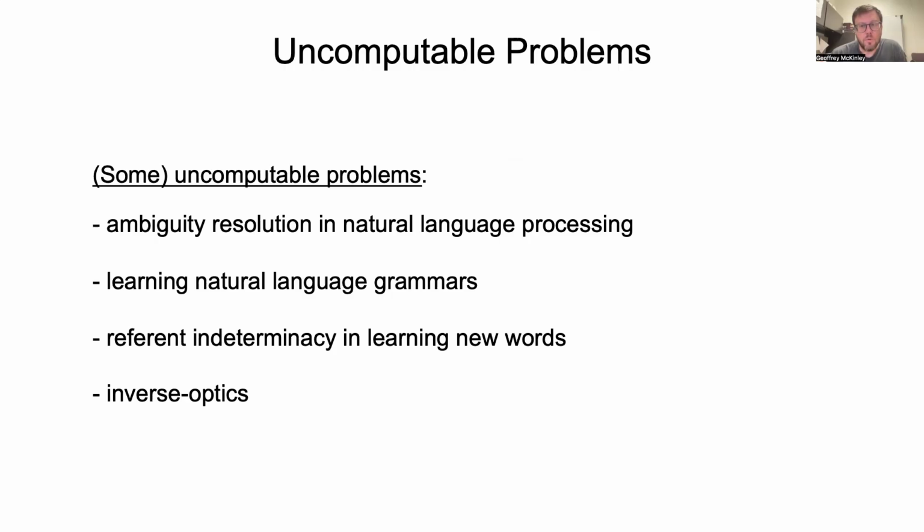So one is ambiguity resolution in natural language processing, learning natural language grammars as well. There's the problem of reference indeterminacy in learning new words, as well as inverse optics in vision. So in order to talk about what I mean by uncomputable, it's useful to go back to the algebra example that we discussed in a previous lecture, and then we'll talk about what each of these uncomputable problems are like and how we deal with these problems.